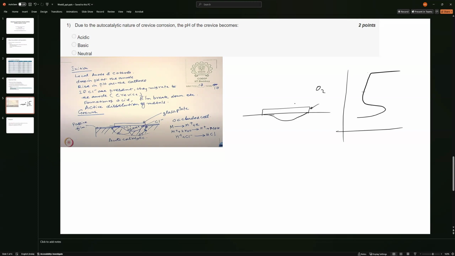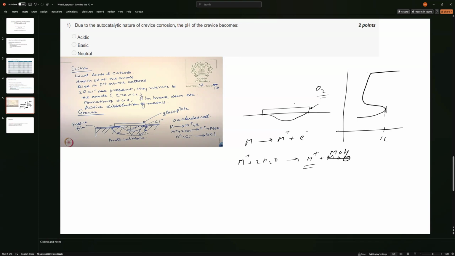To attain passivation, you need to cross the critical current density for the corrosion reaction. In the crevice, due to limited diffusion of oxygen, you are not able to cross the critical current density. So passivation doesn't happen inside the crevice, and corrosion is taking place. Your metal is forming metal ions, and that metal positive ion reacts with the water, giving you H plus ions and metal hydroxide. Since H plus ions are being generated, your pH is decreasing.